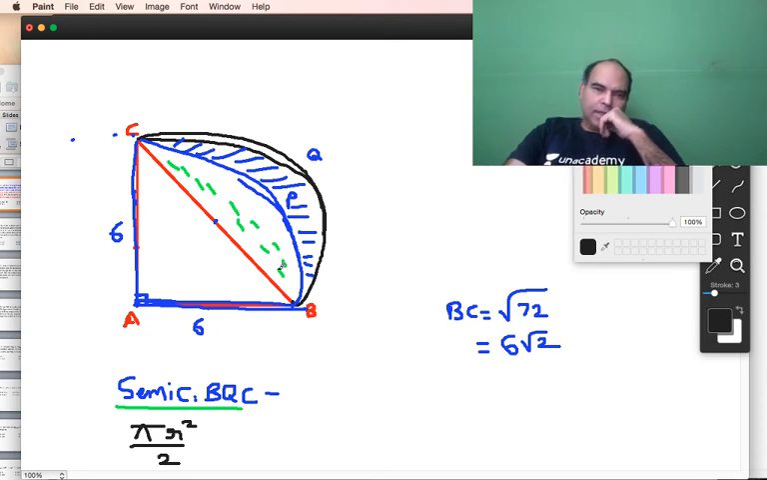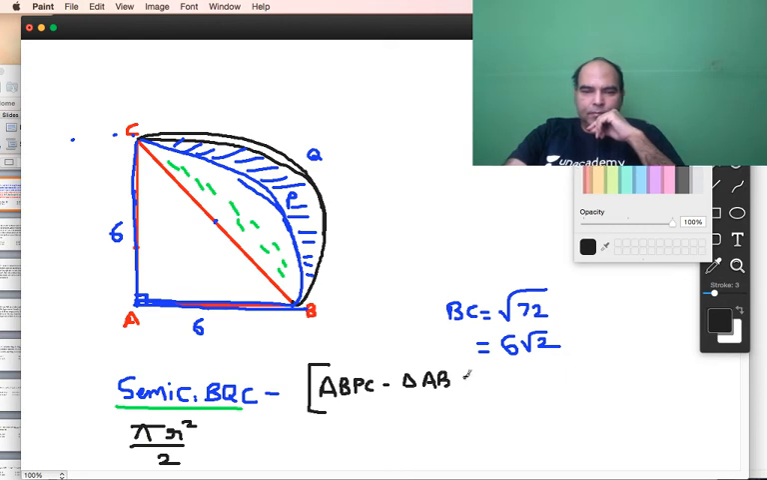To find the green shaded area, we need the area of ABPC minus the area of the triangle ABC. If I do this, I'll get the area of the green shaded area. This area, the green shaded area, I'll get if I do ABPC minus the triangle ABC.